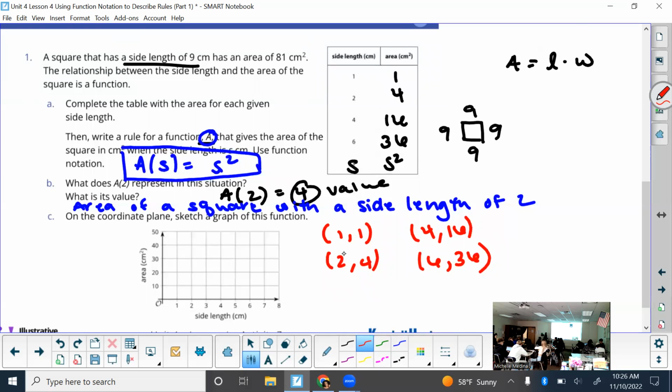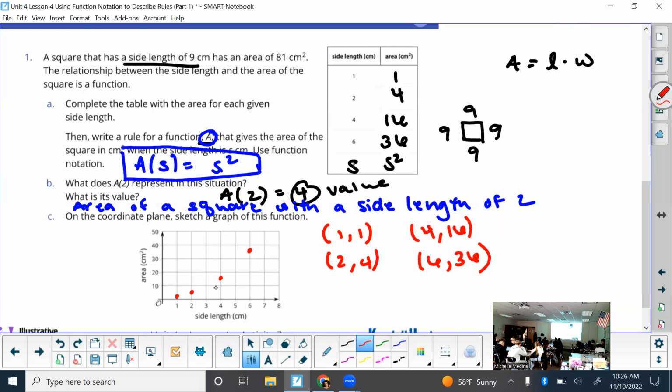All right, but then just graph it and pay attention to how your y-axis is labeled, because it counts by tens. 1, 1 would be right here-ish. 2, 4, kind of right there. Because again, it counts by tens, so towards the middle. 4, 16. About there, and 6, 36.